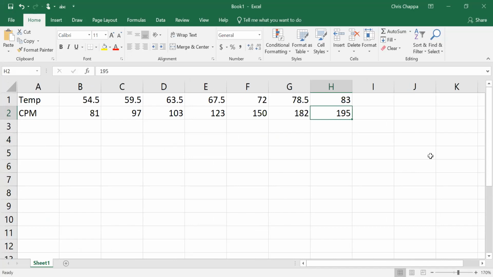What we have up here are some data that I stole from an example in the book. The top row represents temperature, outdoor temperature. You'll probably never guess what CPM stands for. You can probably guess the PM part or not. It stands for chirps per minute.